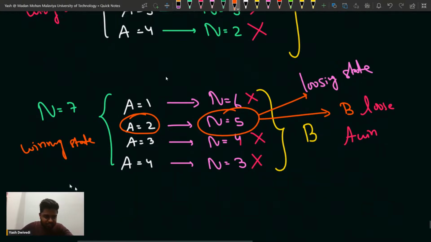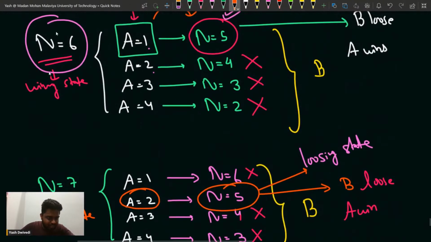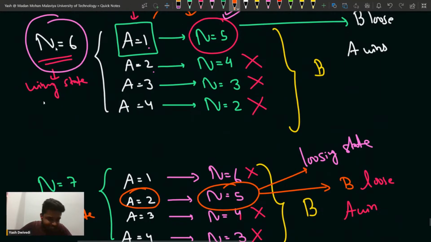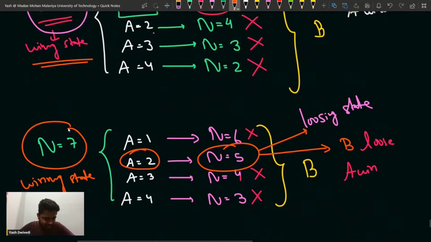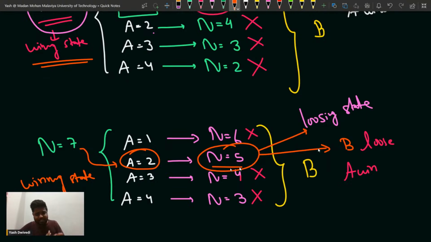See, when n is equal to 6, if a player starts with 6 matchsticks, then that player is going to win. So suppose n is equal to 7 is there. If A picks 1 matchstick, then B will get 6 matchsticks. So B will win, because a player getting 6 matchsticks will win. But when n is 7, A will pick 2 matchsticks, so that B gets n value as 5, and a player getting 5 matchsticks will lose. That is why n is equal to 7 is a winning state.